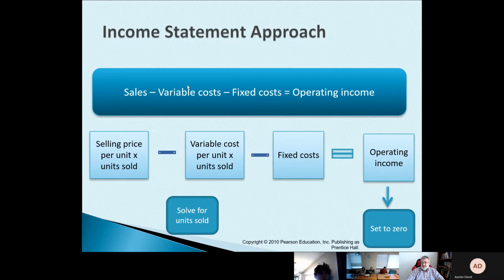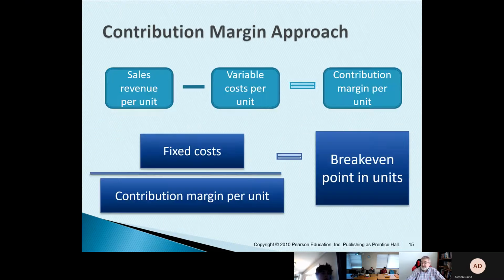So sales minus our variable costs minus our fixed cost gives us our operating income, which is 0. Sales is the sales price per unit times how many units we sold. Variable cost is our variable cost per unit times how many units we sold. Our fixed cost is just that, a fixed cost. Whether we sell 1 unit or whether we sell 100 units, it's a fixed cost. So what we're solving for is units sold. How many units do we have to sell in order to break even?